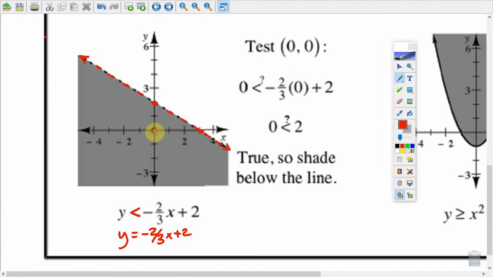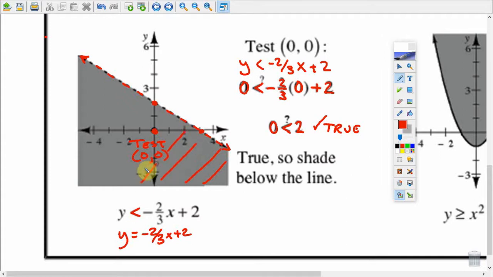And now we're going to test this point, 0, 0, to see whether it makes the inequality true or false. So we plug in, remember this was our inequality, 0 for x, 0 for y, and we end up with, on the left-hand side, 0. On the right-hand side, we have negative 2/3 times 0 plus 2. So negative 2/3 times 0 is 0, plus 2 is 2. And 0 is, in fact, less than 2, so that is true. So that's included in the solution region.